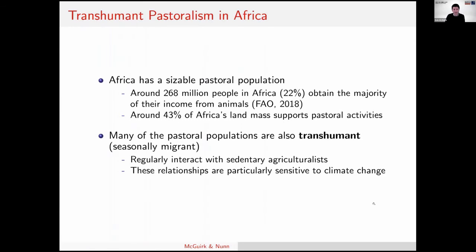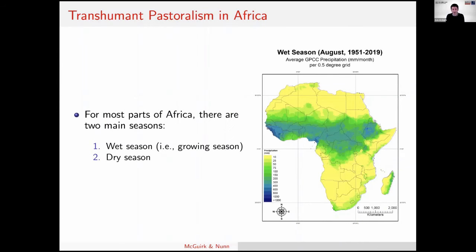Africa has a very sizable pastoral population. Maybe about 22% of Africa's population obtains the majority of their income from animal husbandry, and that's what we define as a pastoral person or pastoral group. That covers about 43% of Africa's landmass. Many of these pastoral populations are also what's called transhumant, which means that they are seasonally migrant. Through these seasonal migrations, they regularly interact with sedentary agriculturalists. And what we're going to show today is that these relationships seem to be very, very sensitive to the effects of climate change.